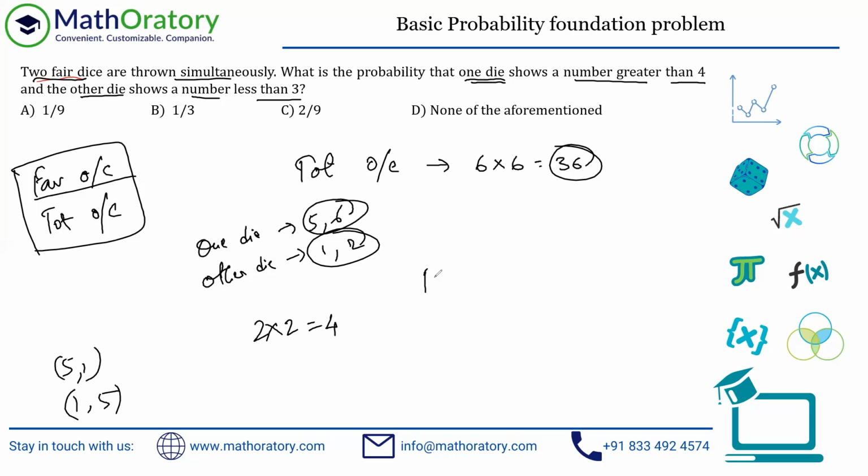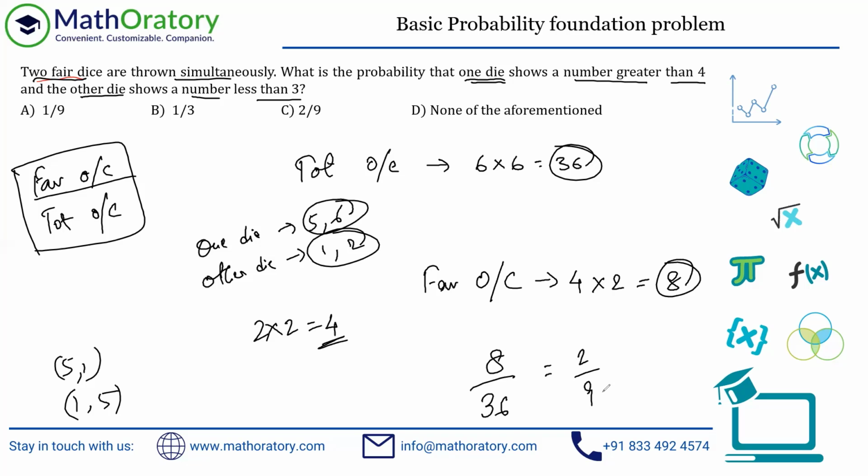So the favorable outcomes will be basically each of those 4 outcomes in two different arrangements. For example, the 5, 1 that I explained. For each of those 4 outcomes, you can have two different arrangements: 5 for the first, 1 for the second, or 1 for the first, 5 for the second. Same thing for the other combinations as well. So we have a total of 8 favorable outcomes. So the required probability will be simply 8 by 36. Cancel out the 4, and you have 2 by 9 as your answer, which is option C.